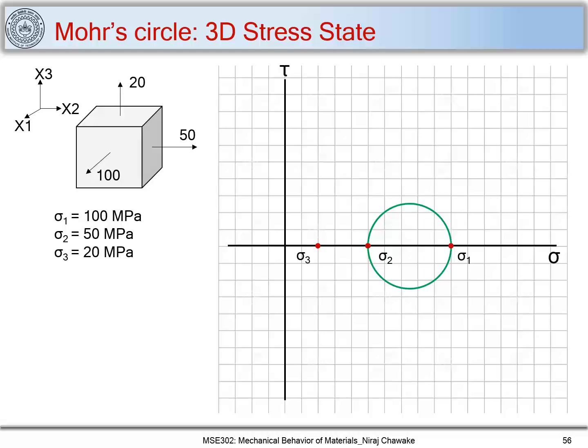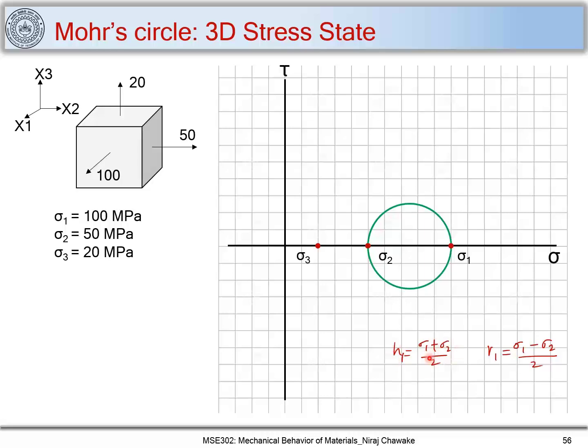So you have radius r1, which is nothing but sigma 1 minus sigma 2 upon 2, and you have a center for it. So what will be its center? Its center will be sigma 1 plus sigma 2 upon 2. Just revise this, check what we have done for the 2D stress state. A similar approach we are using for the 3D stress state.